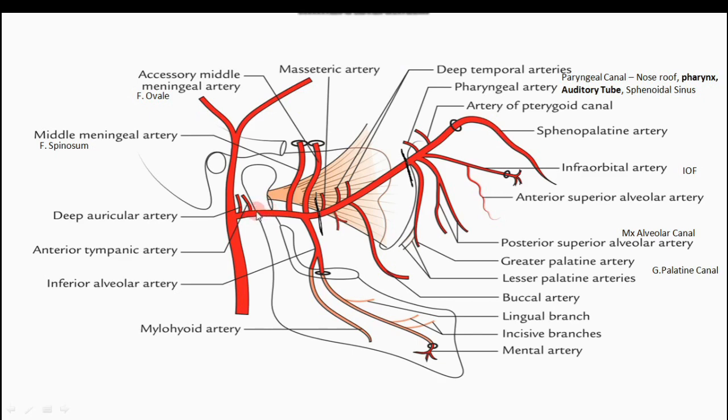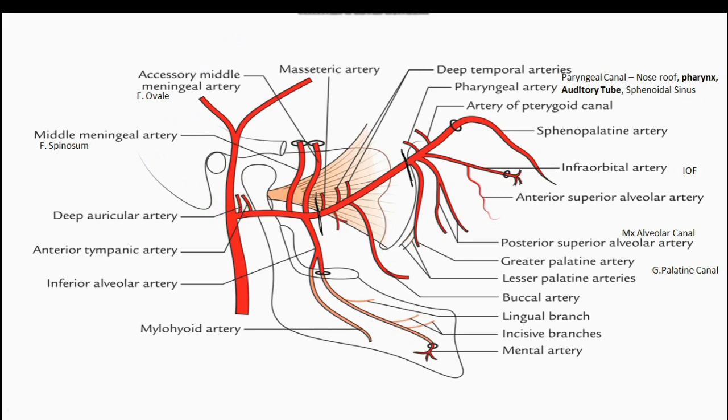It passes along the medial aspect of the medial surface of the ramus of the mandible, and laterally it is covered by the parotid gland. As the first part of the maxillary artery begins, it gives its first branch. This first branch is the deep auricular artery. As its name indicates, it is an auricular artery, so it is related somewhat to the ear.